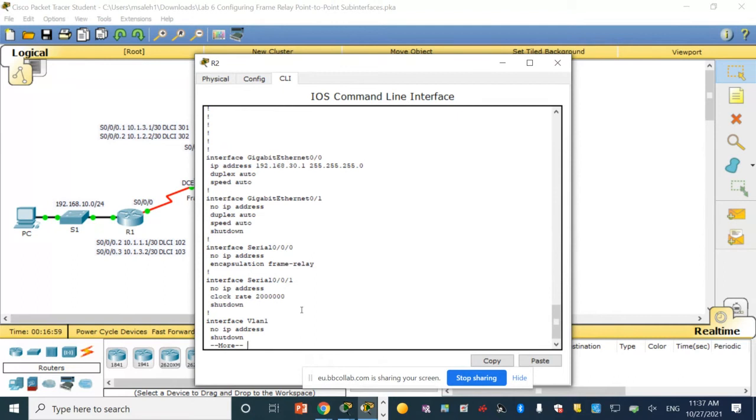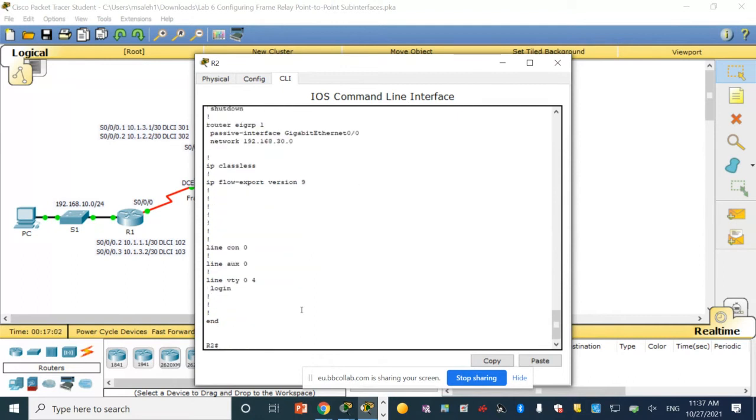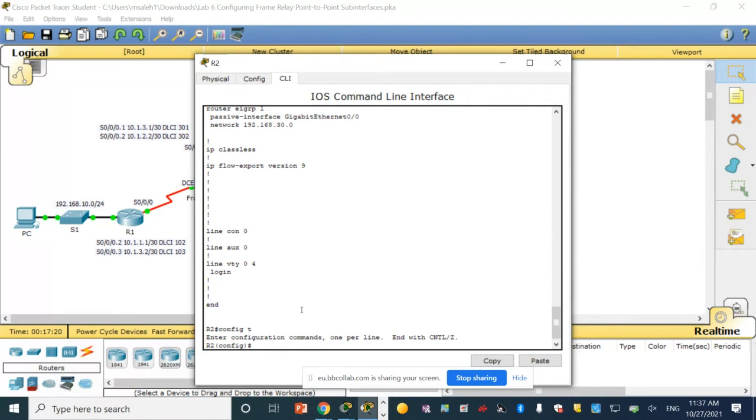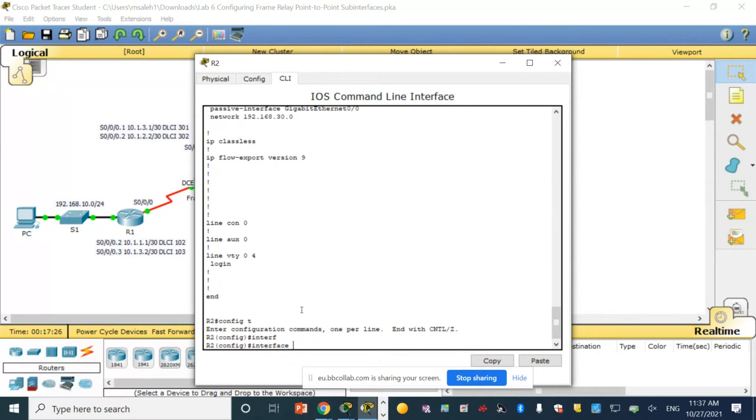Just checking the interfaces here. Yeah. Okay, on router two, we are going to configure a point-to-point interface. We are going to configure that on the router. So we'll do config T, and then interface, I'm going to create a logical interface. Okay, on S0/0/0.1. Okay, and it is a point to point.